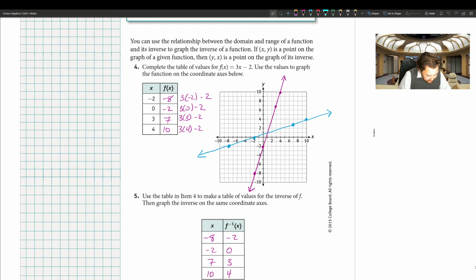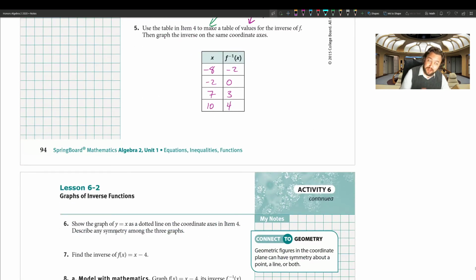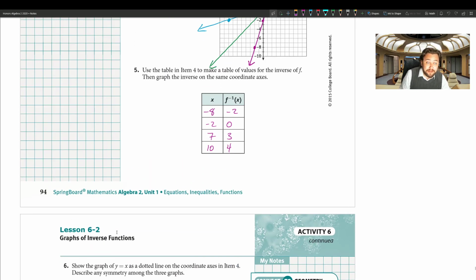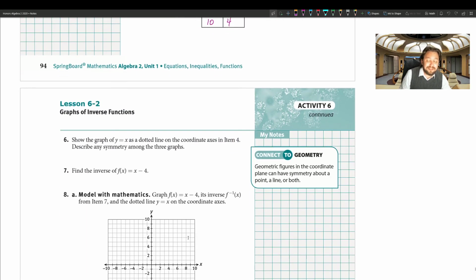What is weird about it is this little curiosity. If I graph the line y equals x, I'm going to go ahead and do that real fast so you can see it. If I graph y equals x, notice how on a graph the line y equals x kind of makes like a mirror for the graph and its inverse. So that's kind of a cool little thing. It is true, and it does always work. So show the graph of y equals x, a dotted line on the coordinate plane. Oops, I made it solid. Well, whatever. Describe the symmetry among the three graphs. There is symmetry over the line y equals x.